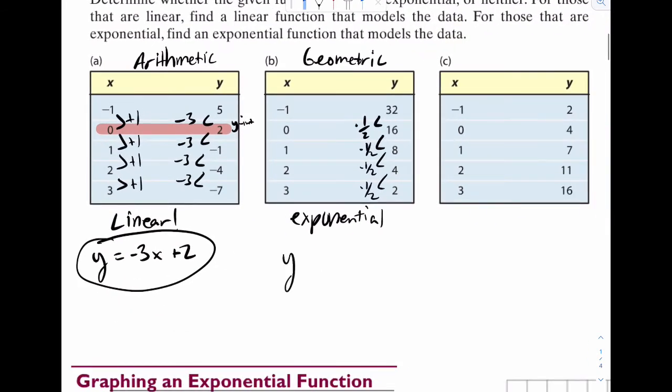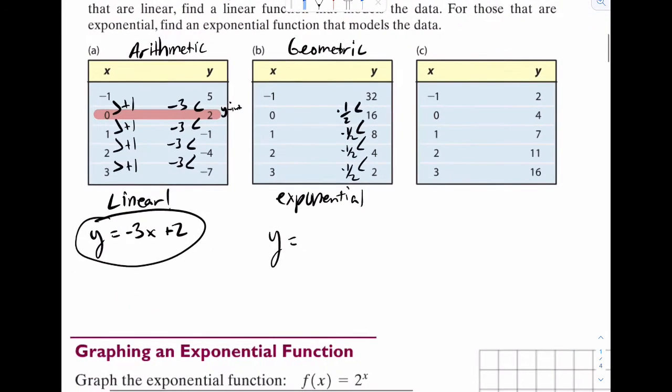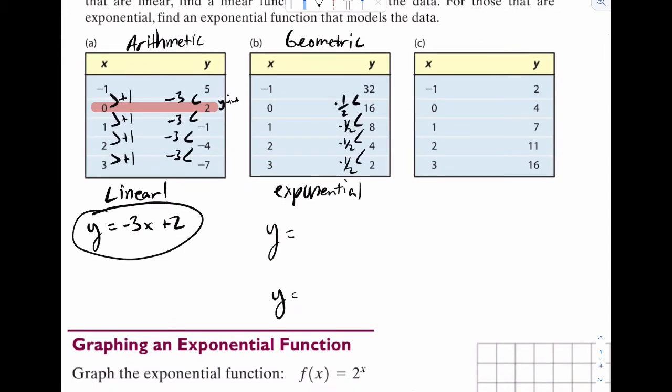Now for the equation, it's kind of tricky. The general form we're going to use is this, a b to the x plus k. This b, think of it as like your growth rate. This k is obviously going to be your vertical shift, if there is one. And then this a is often thought of as like your starting value. So it is pretty similar to geometric sequences, just a few changes.